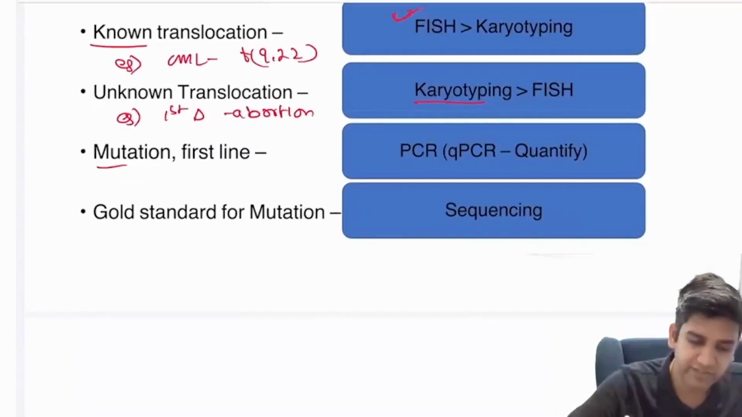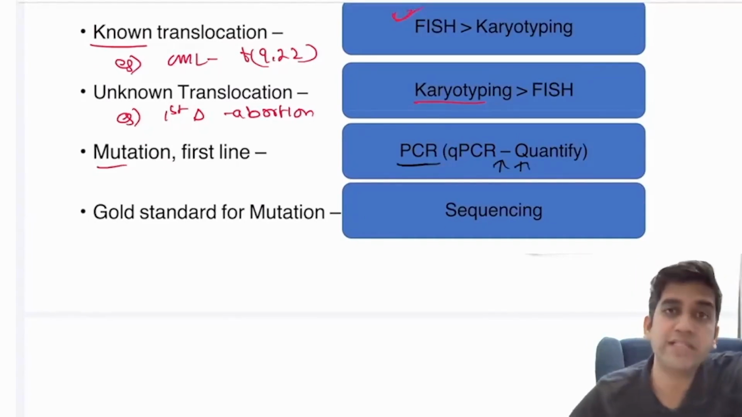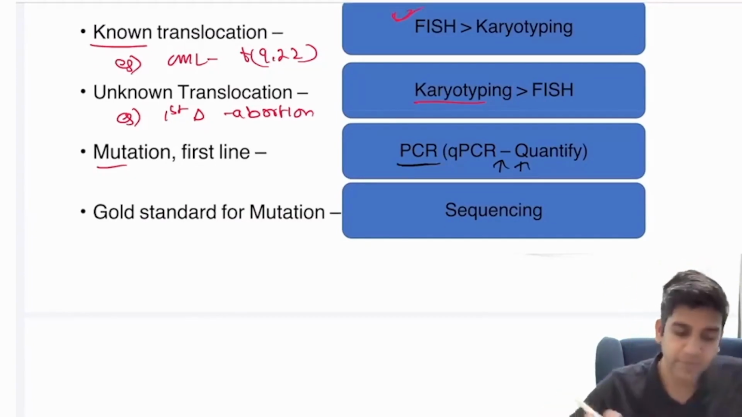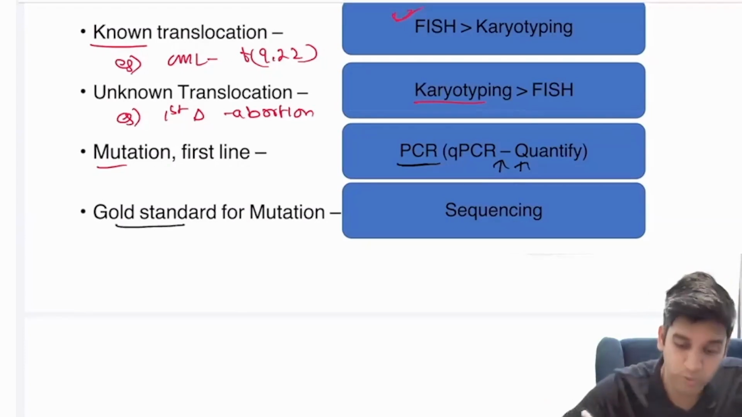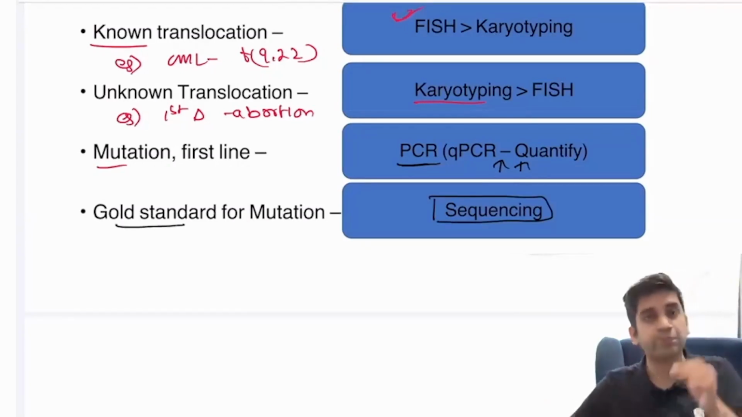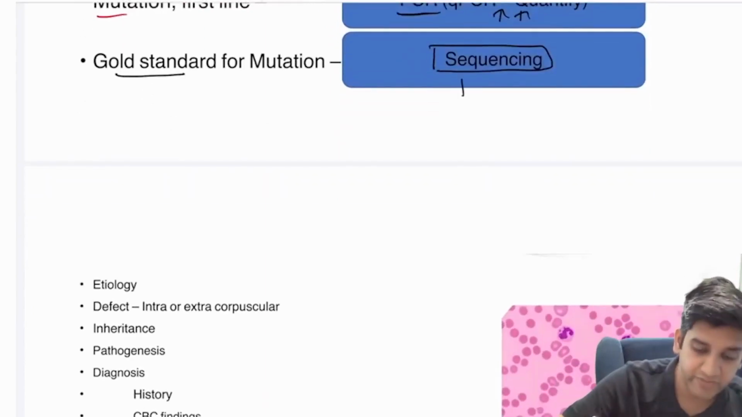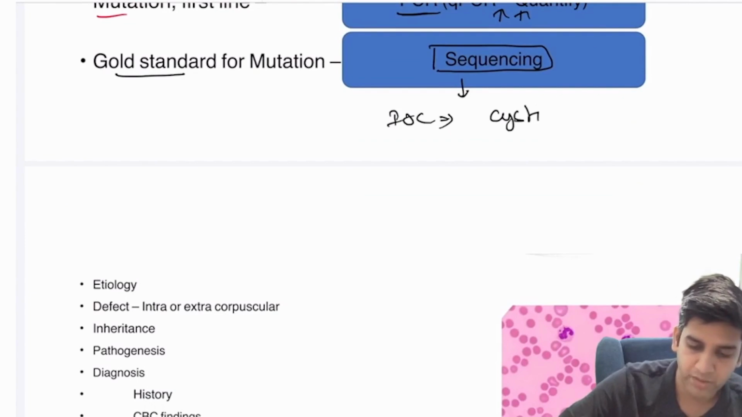Mutation, the first line is always a PCR. If you have to quantify, like I have to say how many cells are having the mutation, go for a real-time PCR or a qPCR, right? Q is quantitative PCR or real-time, right? Gold standard for mutation, if the question has gold standard, it's undoubtedly sequencing. PCR is not gold standard, and sequencing is the investigation of choice, right, for cystic fibrosis.